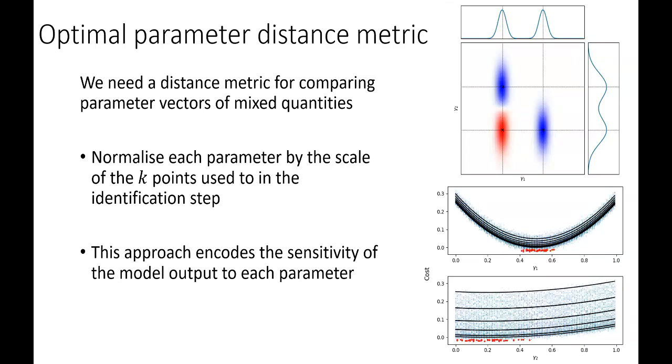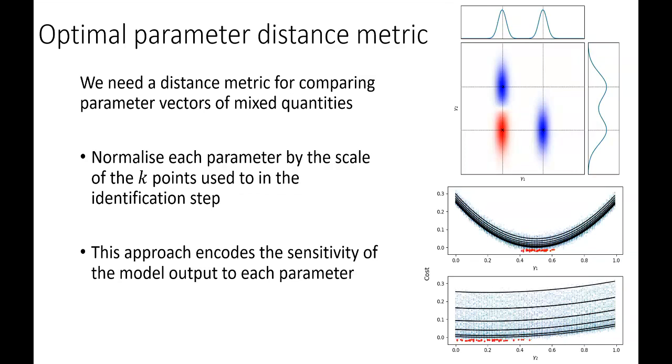Instead, we're going to use an approach where we normalize by the scale of the points which are used during the identification step, right? In that sense, we're including how important each parameter is to the outcome of the model, right? If we have a more important one, well, this is going to be our scale factor, whereas a less important parameter is going to have a wider scale factor, right?